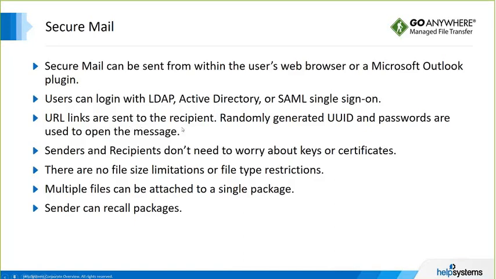URL links are sent to the recipient, and that includes a randomly generated UID. So it's a random string of characters for a link to that package. And then the passwords are used to open the message. And those passwords can also be sent in an external separate email message. Now, because the file is encrypted automatically on the server and is sent or downloaded through a secure HTTPS connection, the senders and recipients of the files don't need to worry about any keys or certificates, and the user who's going to send the file doesn't have to worry about setting up encryption for the file because everything happens automatically.